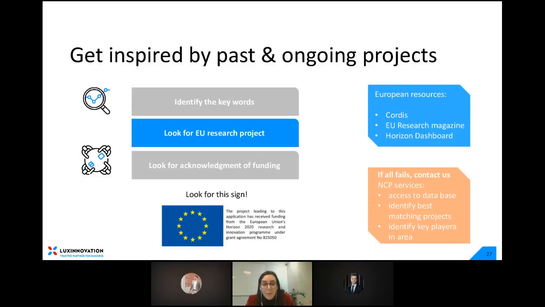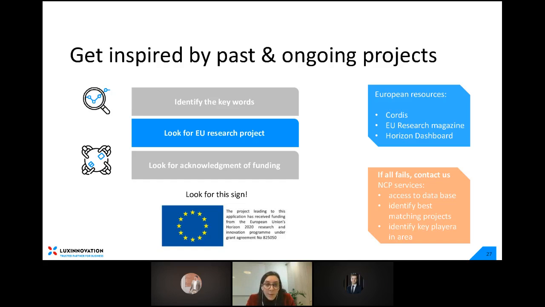The last step I would like to mention is to get inspired by past and ongoing projects. With this, you will understand what is the state of the art, what is in the pipeline as well. You could see where your idea could fit regarding what has been done or what is ongoing. And most importantly, it will give you ideas and you will experience what a European project looks like.